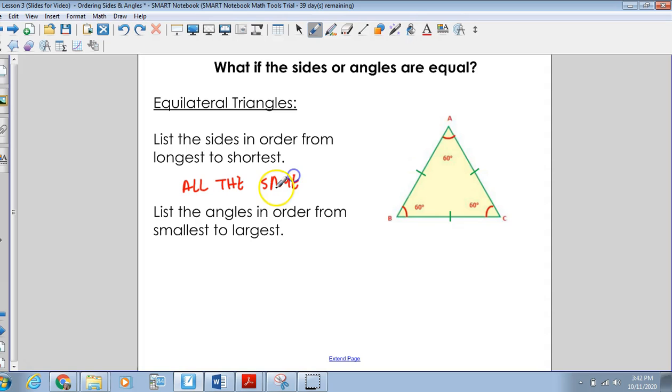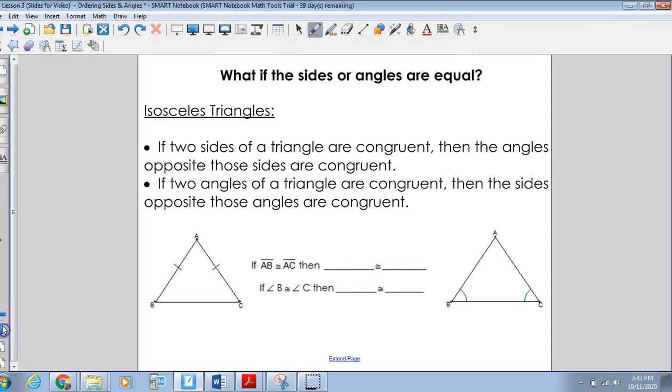And if we were asked to list the angles in order from smallest to largest, these angles over here, these little marks indicate that our angles are congruent. And if we were listing the angles, they are also all the same. Now in this case, we do know how big those angles are, because if they have to add up to 180 and they're all the same, that means that in an equilateral and equiangular triangle, the angles have to be 60 degrees. So equilateral and equiangular triangles, they're nice, they're all the same.